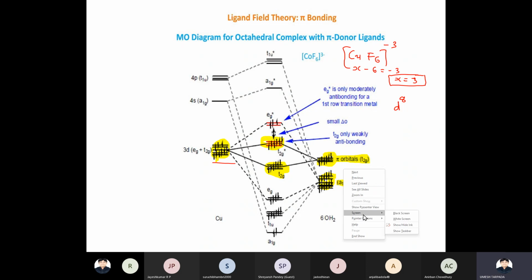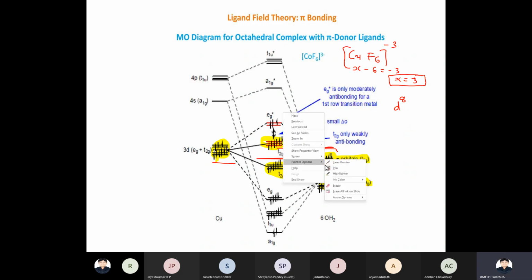So you can have the diagram in which, see, this is the case of pi donor ligand. Ligand is a pi donor. That means here 6 electrons are donated by ligand to metal orbital. Metal having partly filled orbital and ligand having fully filled orbital. So metal can donate its electron to ligand orbital.